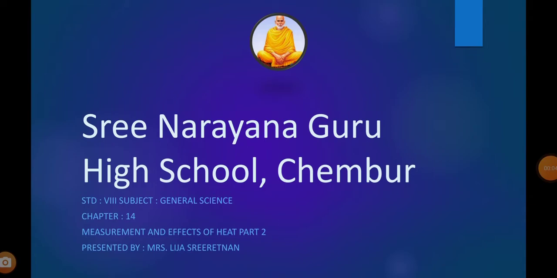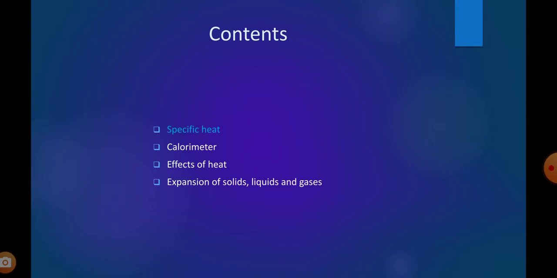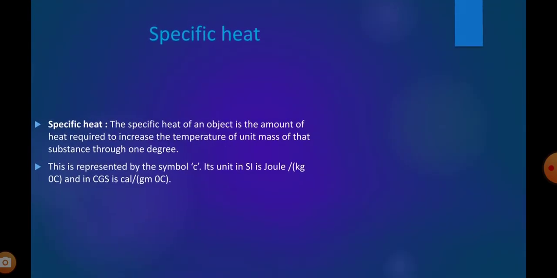In today's science online session, we shall continue with chapter number 14, measurement and effects of heat. Contents: specific heat, calorimeter, effects of heat, expansion of solids, liquids and gases. Let us begin with our first session, specific heat.